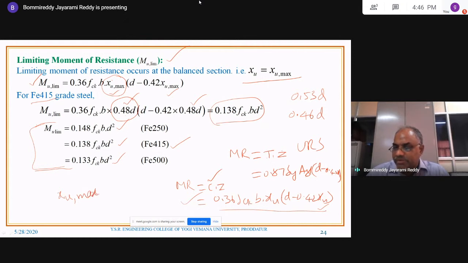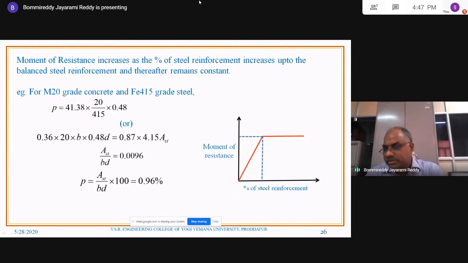Though the reinforcement is more, this XU is not going to increase. It has its own limiting value. That is called XU maximum. That's why the moment carrying capacity at the balanced section and the over reinforced section is one and the same. So for that you can look at the diagram.